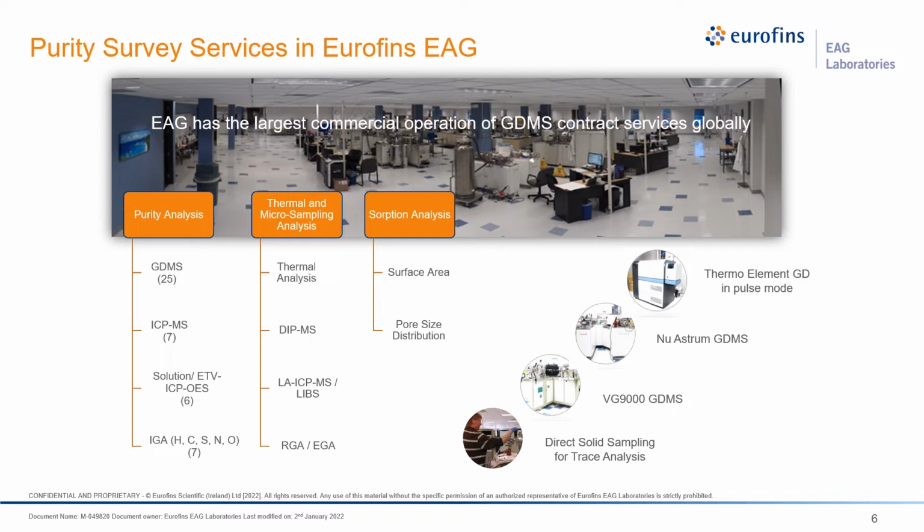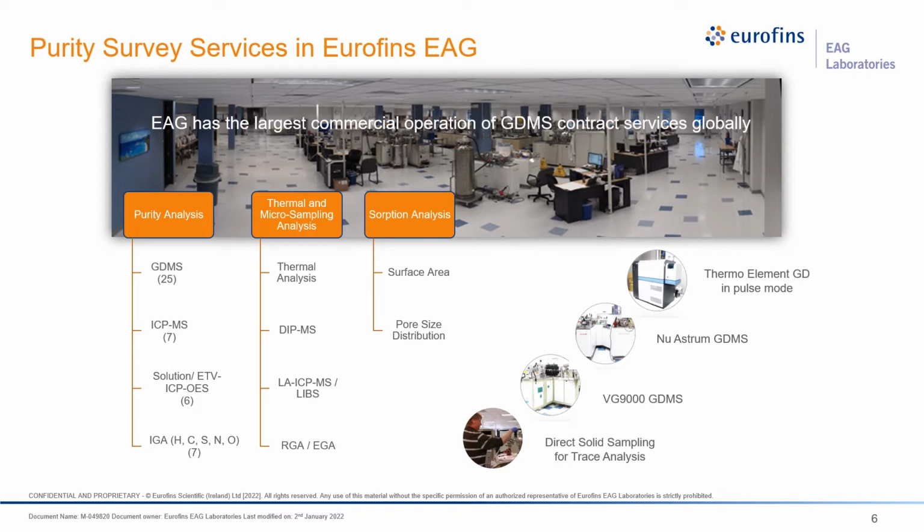And we have solution techniques such as ICP-MS, and we have seven of them. Again, it is designed so we can provide uninterrupted services. And we have both solution and solid sampling ETV ICP-OES techniques and the IGA technique, which covers gas-forming elements such as hydrogen, carbon, sulfur, nitrogen, and oxygen.